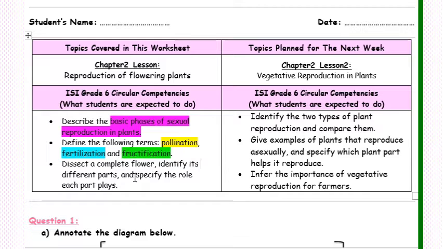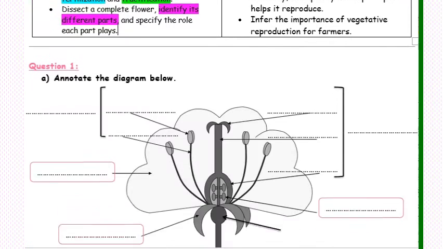What are the different parts of a flower? Flowers are made of four basic parts. Petals. The group of petals is the corolla. Group of sepals, calyx. Pistil and stamen. We said that the pistil is the female reproductive organ made of 3 different parts: stigma, style, ovary. The stamen is the male reproductive part with anther and filament. I'll move directly to question number 1.